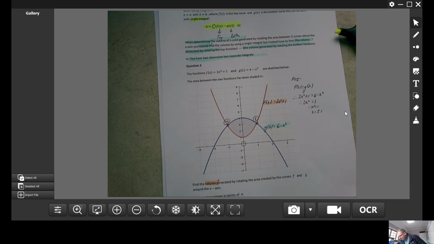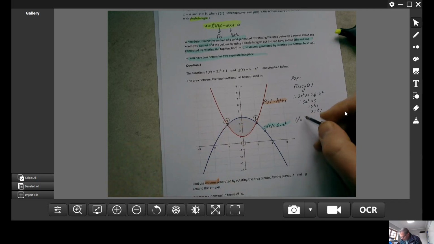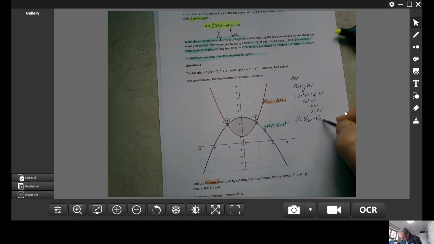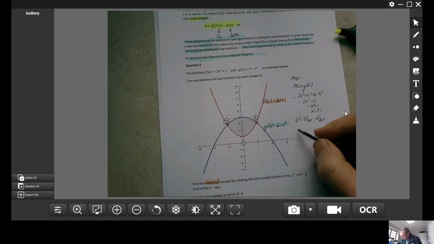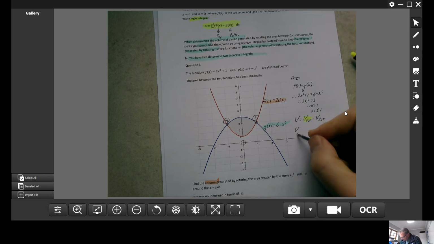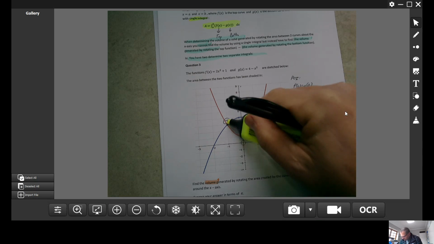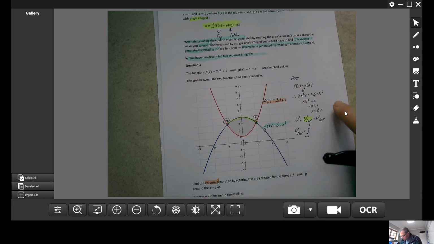So now, first of all, the volume is going to be the volume generated by the top function minus the volume generated by the bottom function. Got to do them separately. So the volume generated by the top function, let's do that first, is going to be the integral between negative 1 and 1. What is the top function? The top function is that one over there, which is equal to 4 minus x squared.